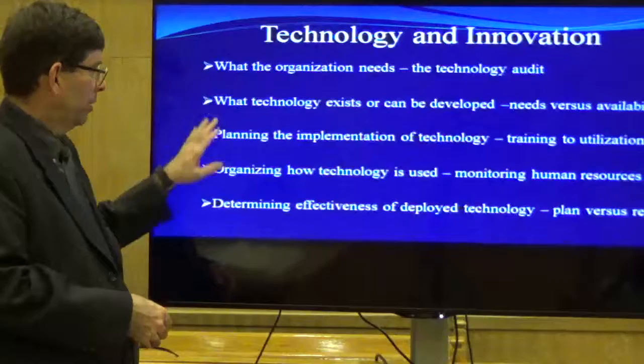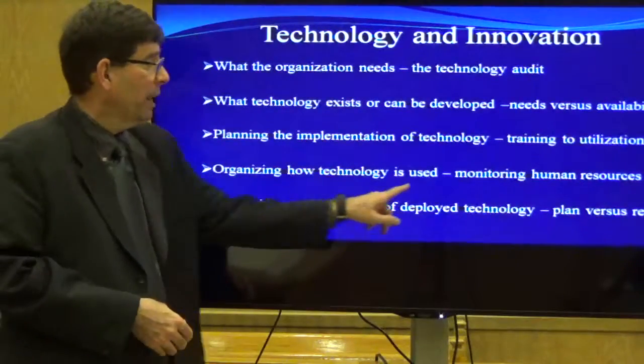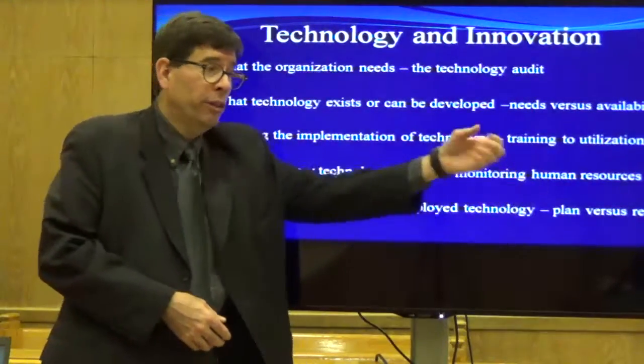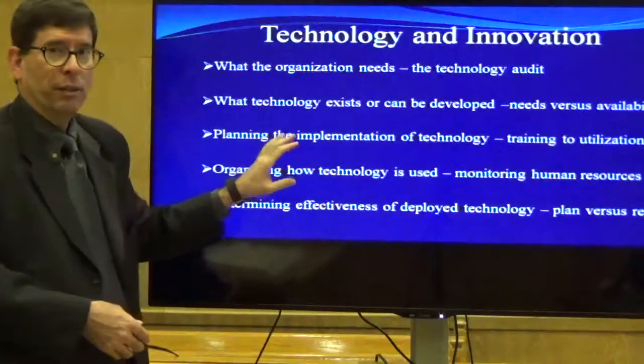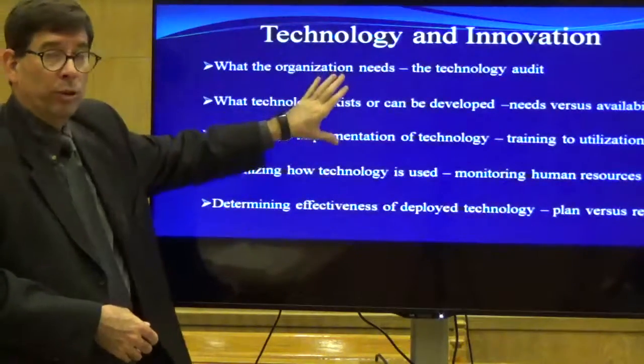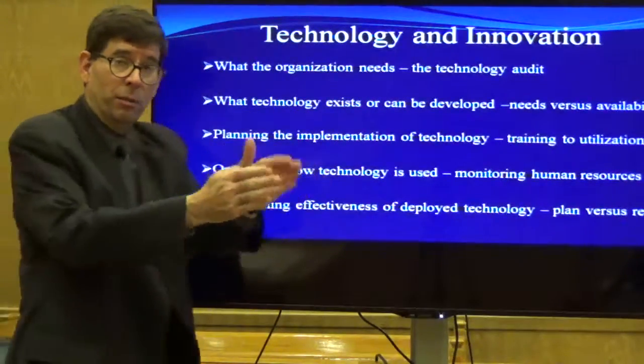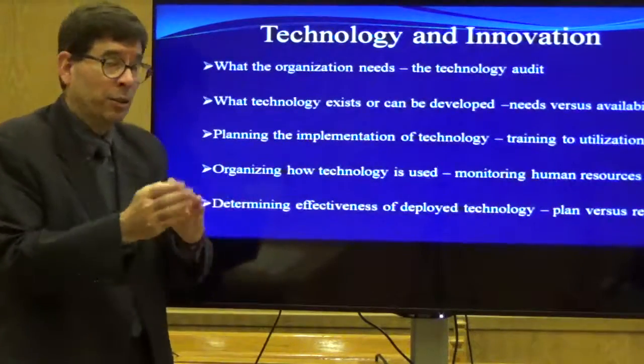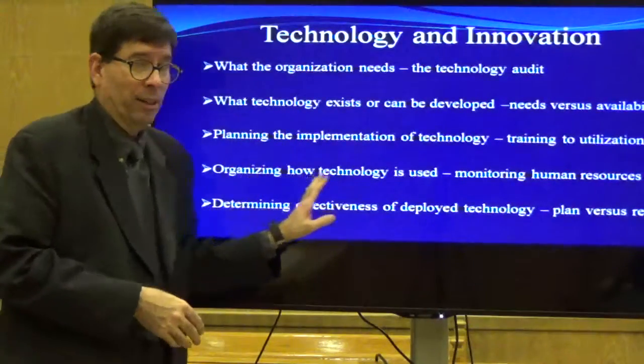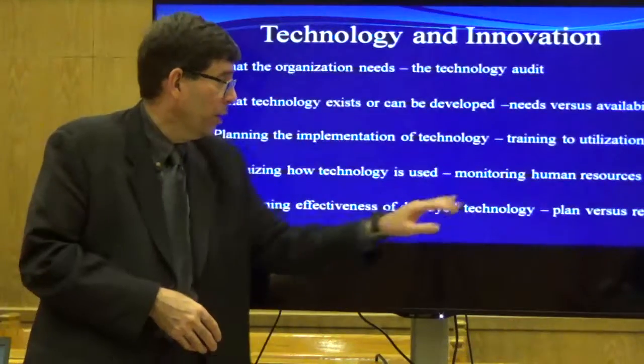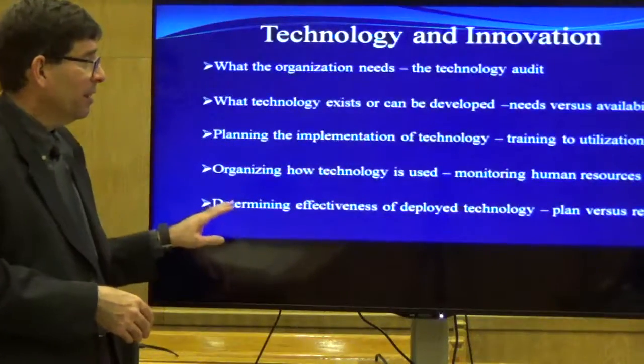Next step, this is all planning here. Now you're going to actually organize how it's going to be used. You're going to bring in your human resources department. They're going to find the right people. You know what your training is going to be. They're going to say, these are the people that you're going to train. This is how you're going to do it. They organize it for you, and the technology goes into service. They help you organize it. And then you get to the last step.